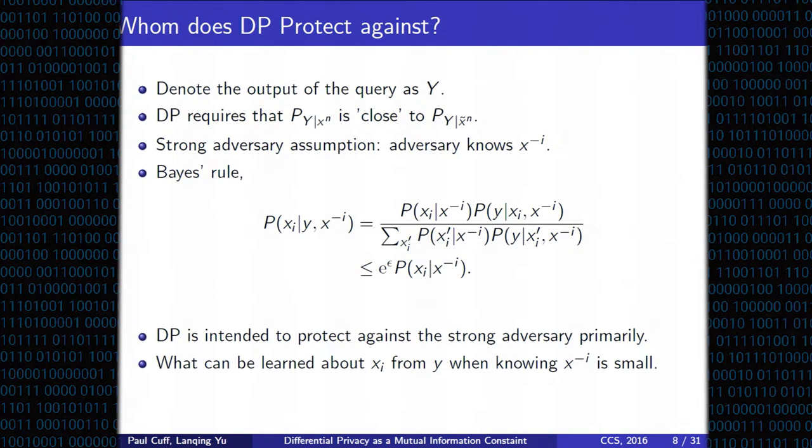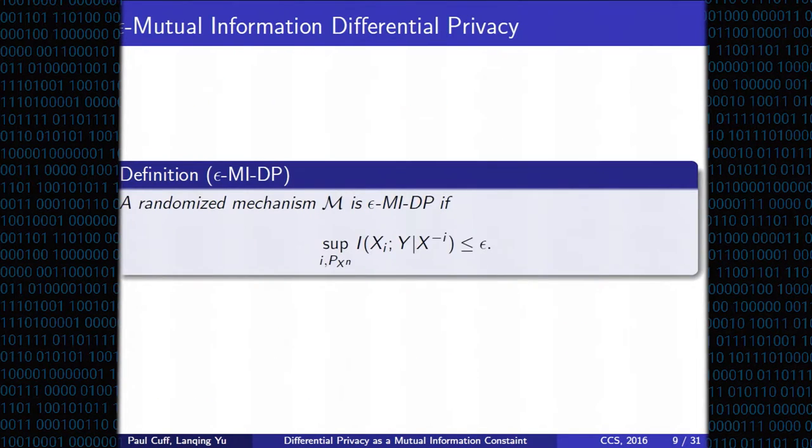And in information theory, we have a certain quantity to quantify this thing learned. It's the so-called conditional mutual information. So this term here reads the conditional mutual information between x_i and y given x_{-i}. What I just did in the last slide is translate the privacy guarantee of differential privacy into conditional mutual information. Why don't we just start from the very beginning and define a privacy metric using the conditional mutual information? That's exactly what we did in our work.